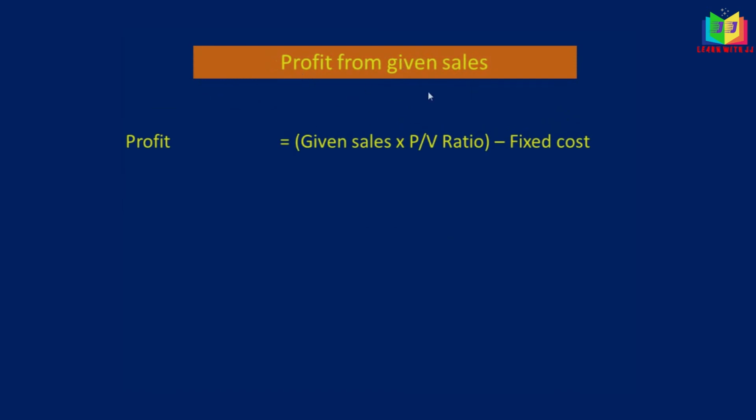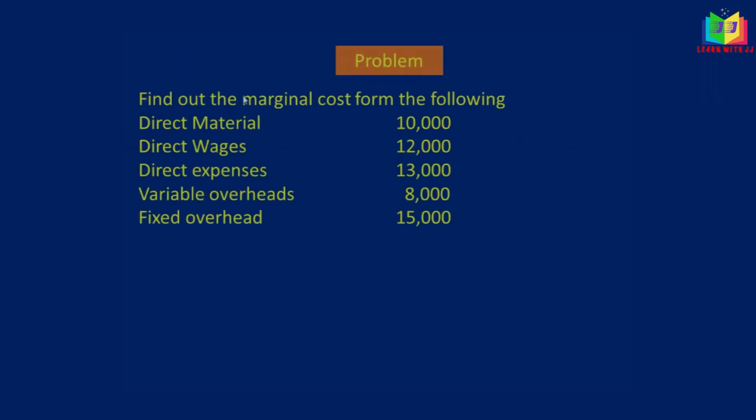The sales will be given in this problem and we have to find out what is the profit. For that the formula is given sales into PV ratio minus fixed cost. First we have to do this. While doing this, we'll get the contribution, and contribution minus fixed cost will give the profit. The same way, doing this formula. Okay. Now we'll see one problem.